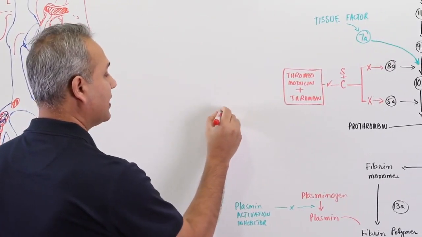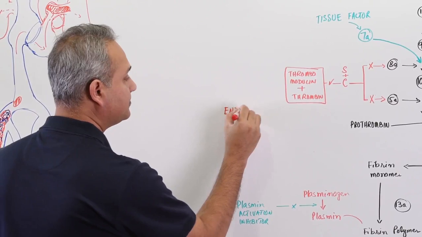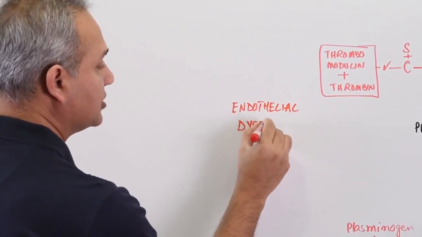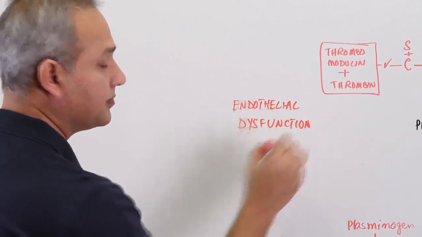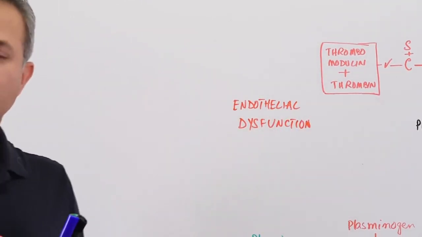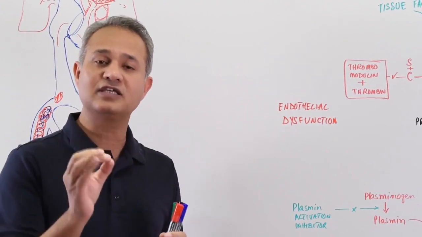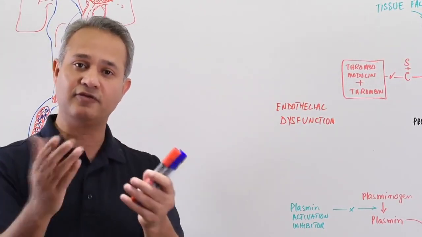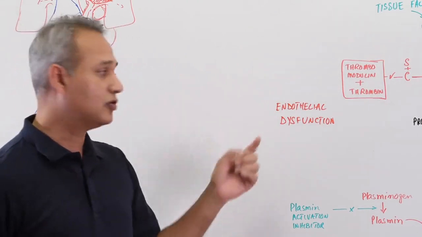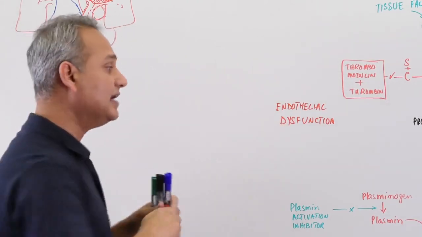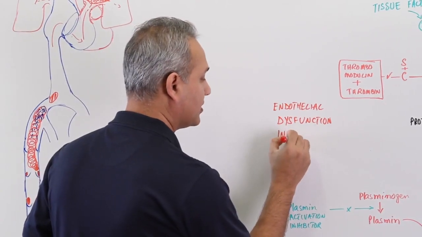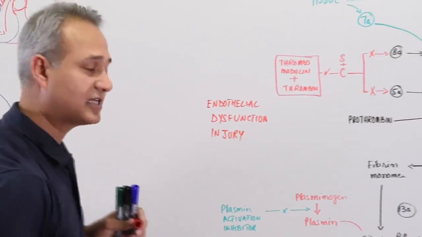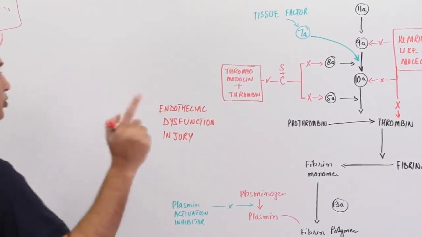One is endothelial dysfunction. Some books say endothelial damage or endothelial denudation, meaning uncovering or removal of the endothelium. That is not entirely true. So endothelial dysfunction and injury, and we'll talk about that in a second. That is why I have a summary of the coagulation cascade over here. We'll look at that. That is one.